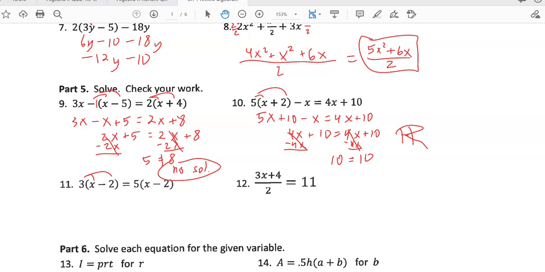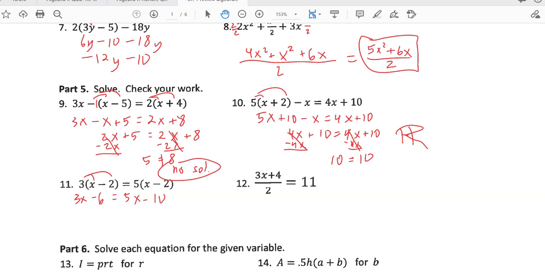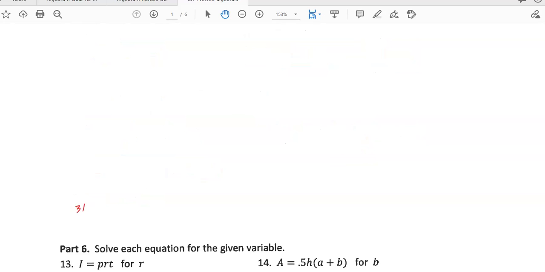Let's try this one. Distribute, get 3x minus 6 equals 5x minus 10. I guess I'll subtract 3x here.